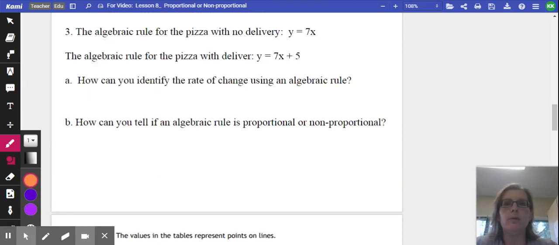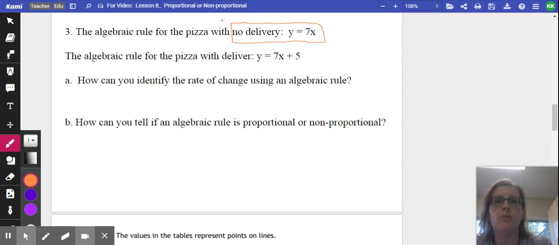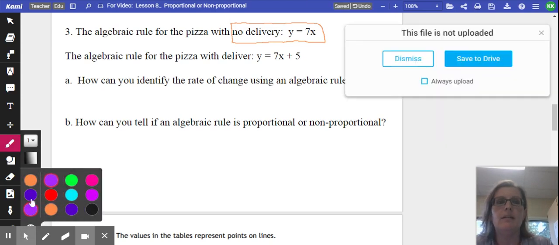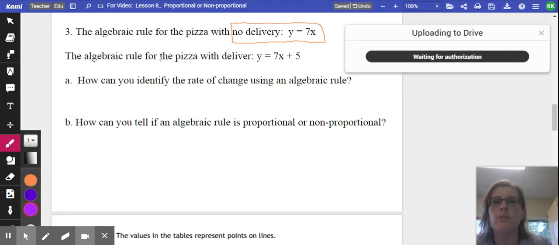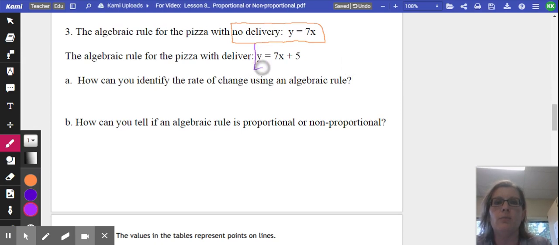And the last way that we are going to talk about how to find if a relationship is proportional or non-proportional is through the algebraic rule, through that equation. Remember that our algebraic rule for pizza with no delivery was y equals 7x. And then the algebraic rule for the pizza with delivery was y equals 7x plus 5. Because the 7 was how much the pizzas cost, and then that plus 5 was the delivery fee.